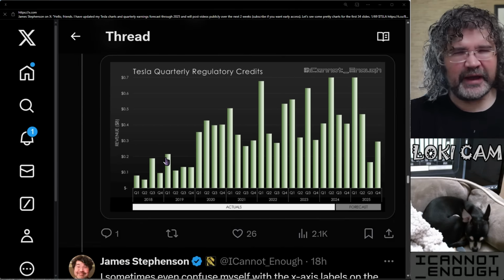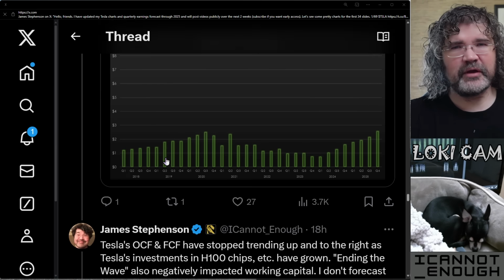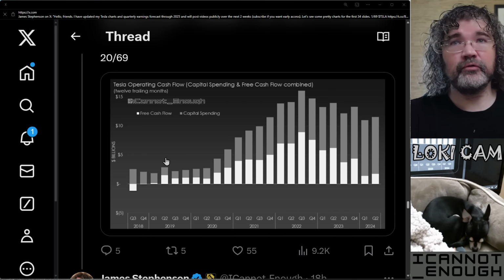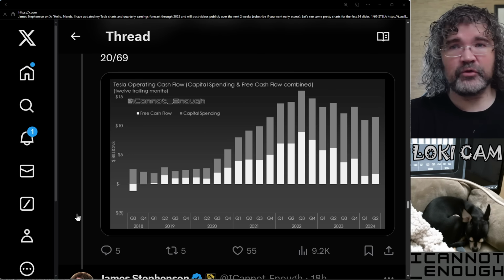Like the free cash flow chart is just actuals because I don't forecast the balance sheet or the statement of cash flows, so I wouldn't be able to tell you what the forecast is for this, so I just gave you actuals on it.